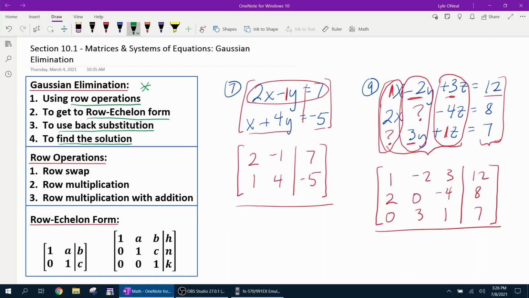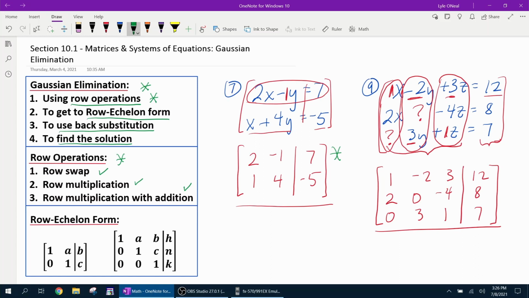So again, like I said, once you know how to get the matrix, the next thing we need to talk about is, what is a row operation? Well, there are three types of row operations. There is a row swap, row multiplication, and then row multiplication with addition. And we will demonstrate all of those within the examples that we're going to look at.